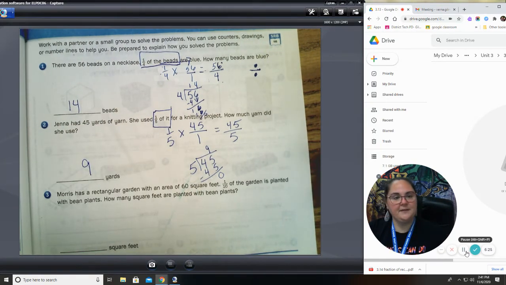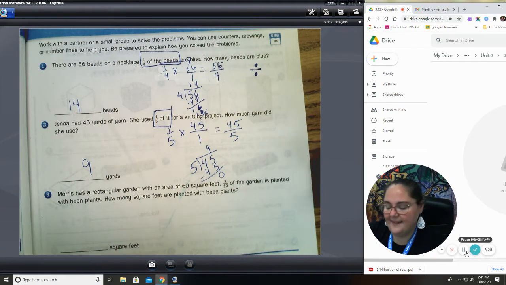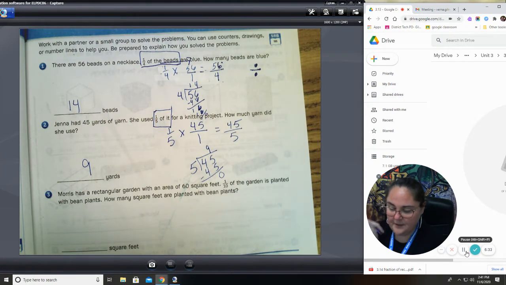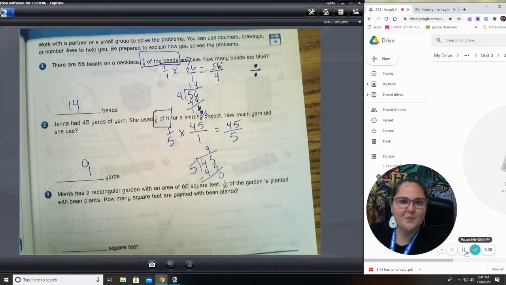If there is a remainder, sometimes there will be. We will work on that in a little while. I think that we have one maybe tomorrow coming up, or maybe one of these might have a remainder, but we'll talk a little bit about that when we get there, okay? Number 3.